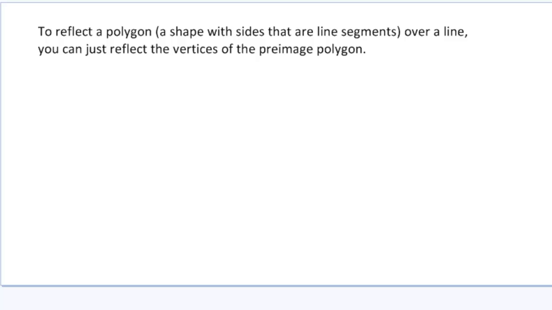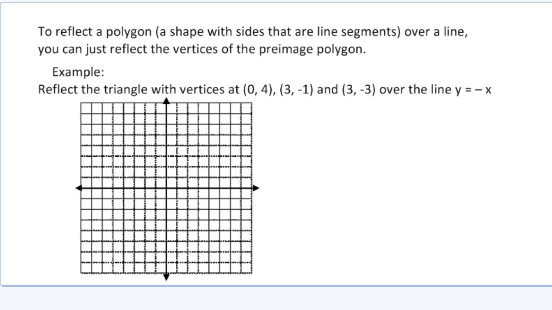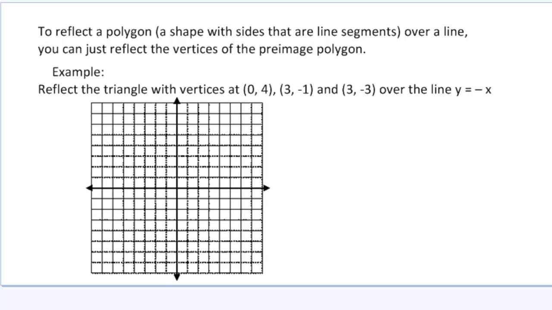For example, we want to reflect a triangle with vertices at these three points, (0, 4), (3, -1), and (3, -3), over this line y equals -x. So let's start by plotting the points. (0, 4) is on the y-axis, (3, -1) is in the fourth quadrant, and (3, -3) is just a couple notches below it in the fourth quadrant.